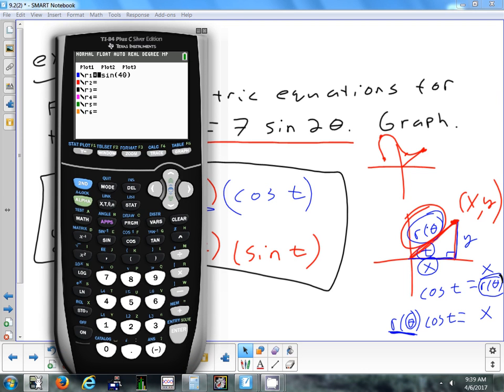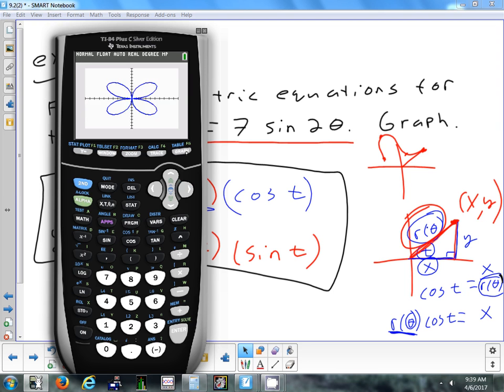What do you think controls the number of petals that it has? The number. What number? The 4. Okay. Basically, if you put in an even number, you get twice the number of petals. So if you put in a 2, you get 4. If you put in a 6, you'd get 12.